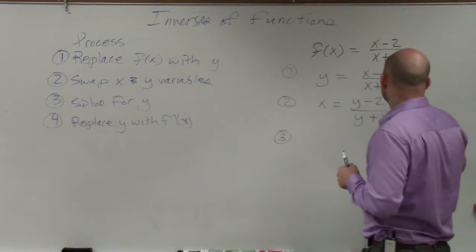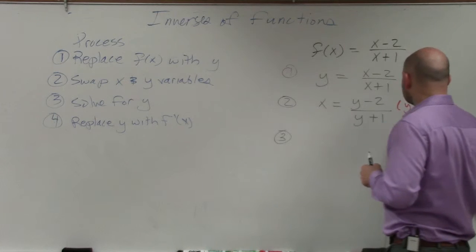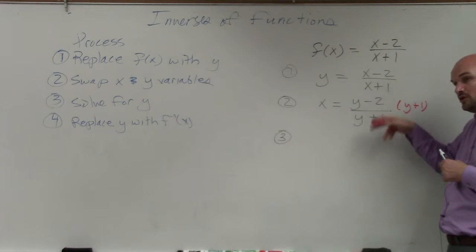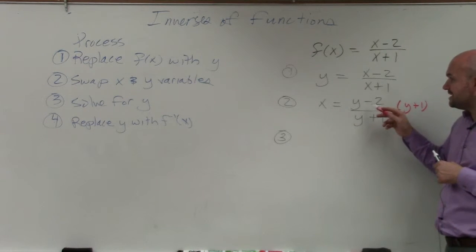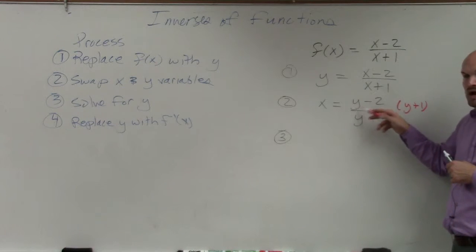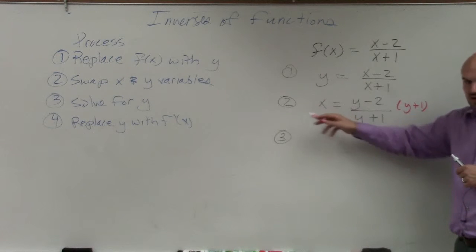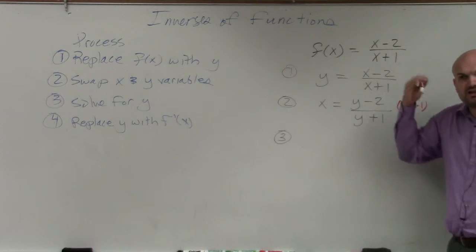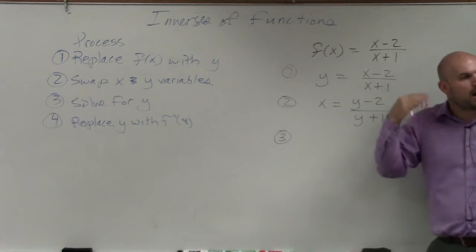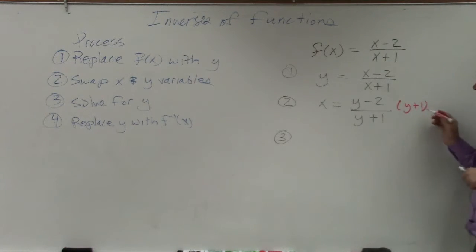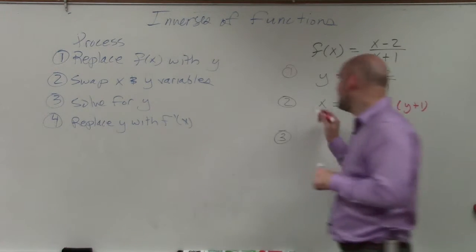So a lot of students remember to multiply by the reciprocal. I'm not going to want to multiply the whole reciprocal, because if I multiply by the reciprocal, I'm going to have y minus 1 in the denominator, right? So when I multiply the reciprocal over here, I'm still going to have y minus 1 in the denominator. My goal is to get y off of the denominator. So all I'm going to do is multiply both sides by y minus 1.